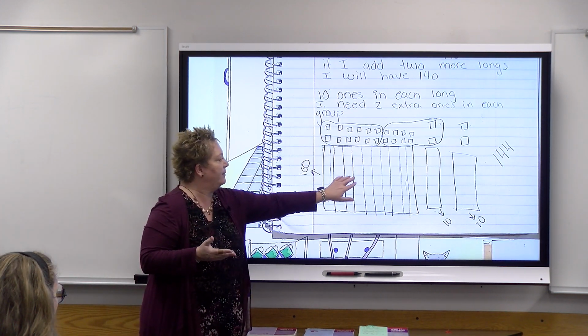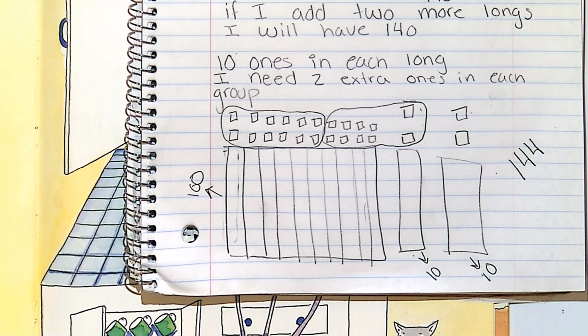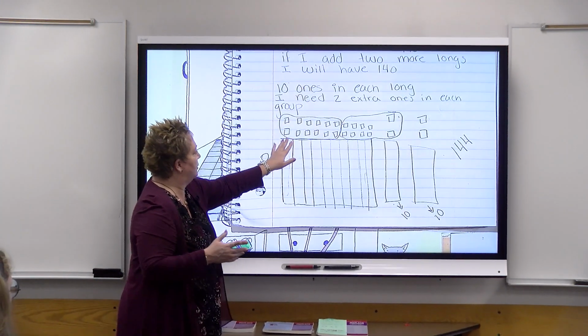Okay, but you know that this is worth 100. So what did you do up here? Tell me what you did with those ones. I know how to count by tens, and I know that there's 10 ones in a long, so I circled them to count them fast. Okay, so what you did is you put them in groups of 10.